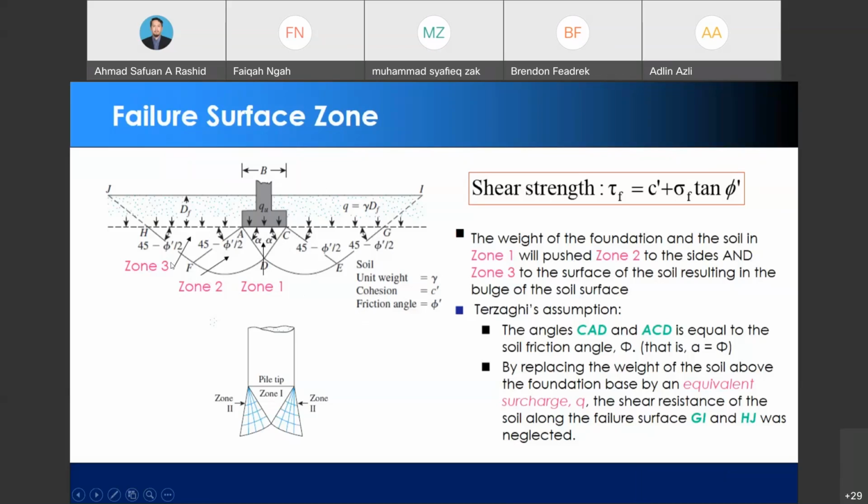Masa saya buat PhD, saya guna small scale laboratory testing. So saya dapat sama dengan Prandtl, okay, dan dapat tentukan the magnitudes accurately, okay, menggunakan laboratory test.